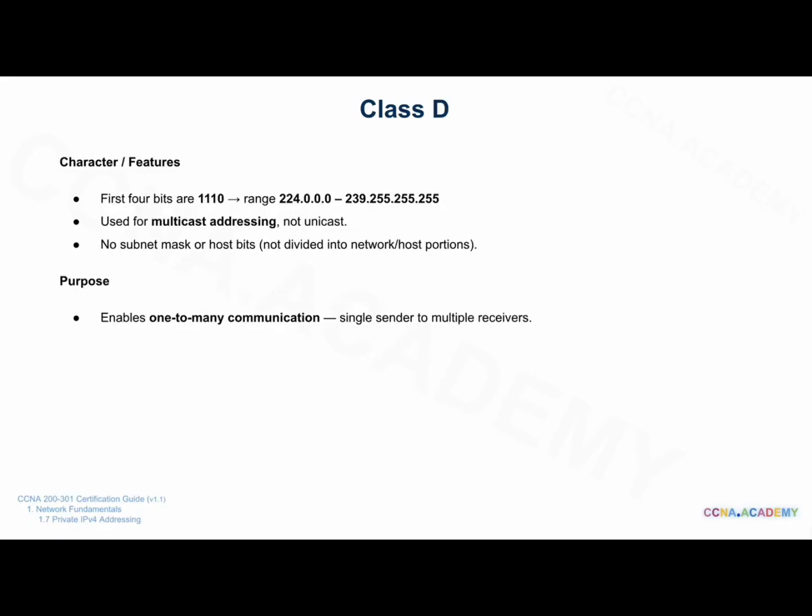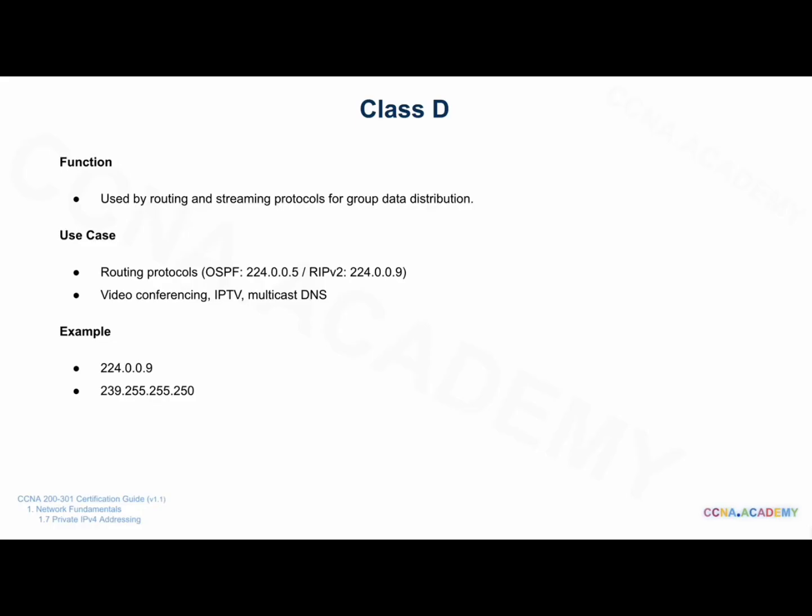Class D addresses begin with 1110, so their range is 224 to 239. These are not used for regular unicast traffic. Instead, they're reserved for multicast communication. That means one sender can deliver data to multiple receivers at once, used by routing protocols like OSPF or for streaming applications. Common examples include OSPF, which uses 224.0.0.5, and RIP, which uses 224.0.0.9. They're also used in video conferencing, IPTV, and multicast DNS.